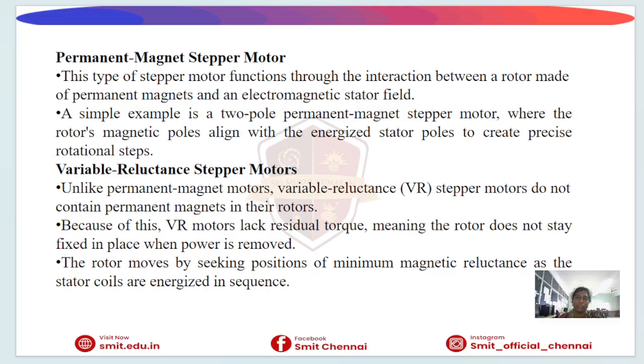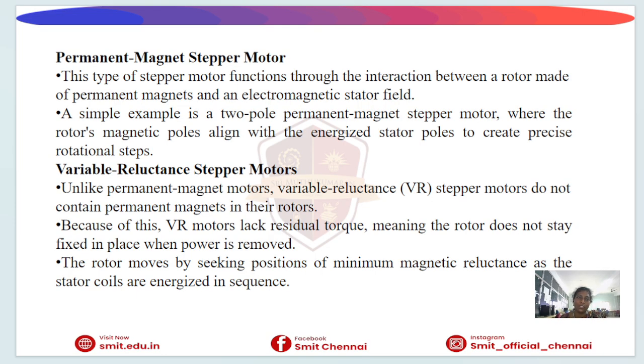It uses a rotor made of a permanent magnet. The stator coils become electromagnets when energized, and the rotor aligns with the magnetic field. Sequential energizing of the coils rotates the rotor step by step. The advantages are good holding torque, simple construction, and wide use in small automation projects.